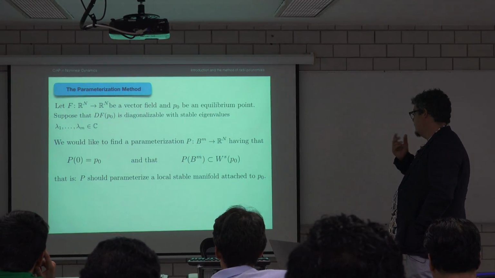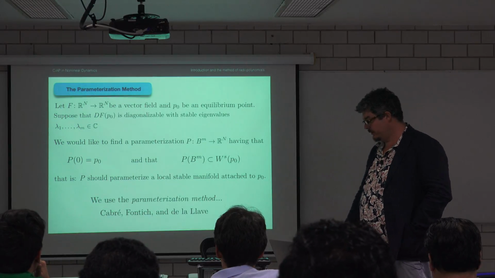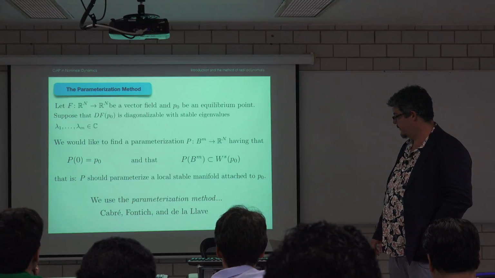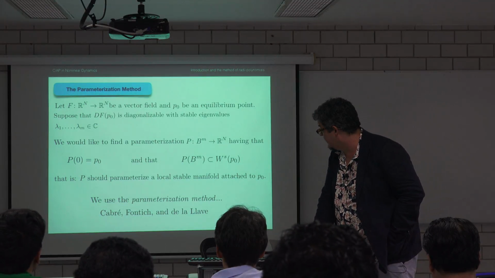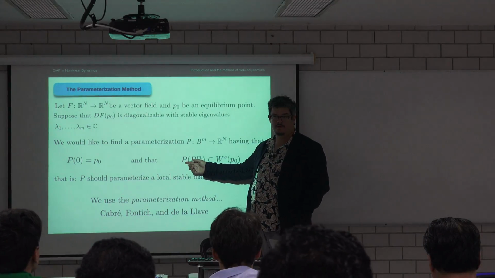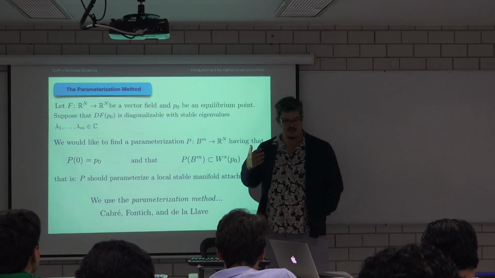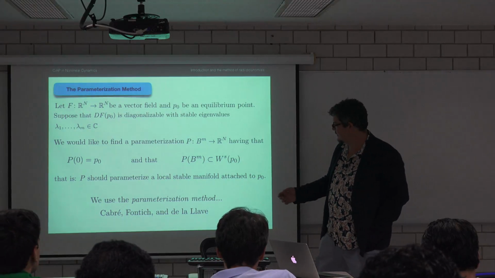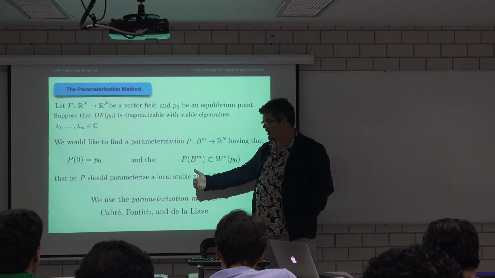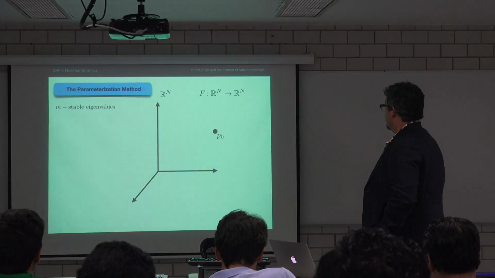Okay. Yeah, we want that P parameterized as a local stable manifold. So to do this I'm going to use the parameterization method from the work of Cabré, Fontich and De la Llave. So this is the idea. I want to compute such a chart map. I would like to find an equation that the chart map solves. That's the idea of the parameterization method. If I can reformulate this search in terms of finding a zero of some equation, then I have more tools.